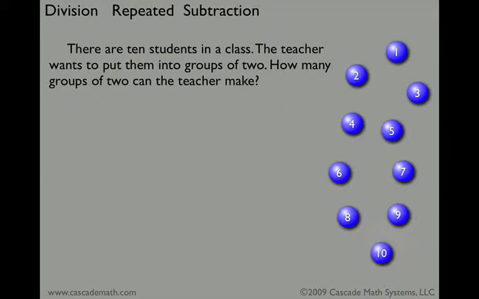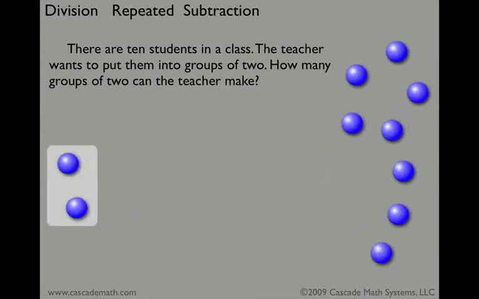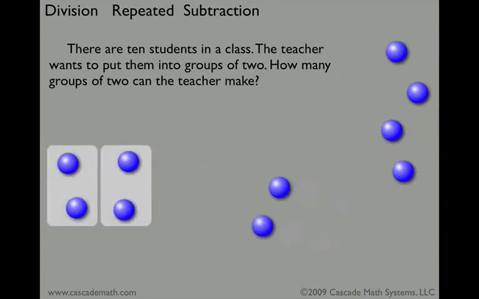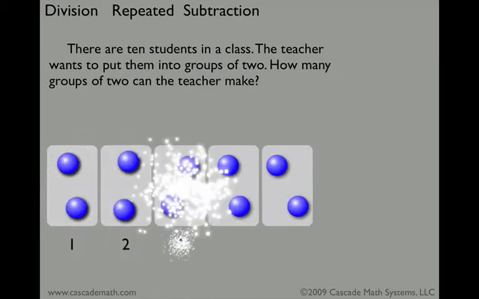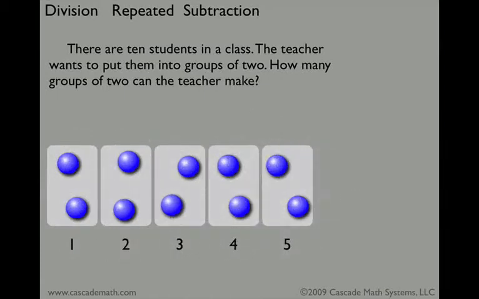The next thing I want to do is take the balls out 2 at a time. 2, 2, 2, 2, 2. Let's count how many groups of 2 we have. 1, 2, 3, 4, 5. If there are 10 students in a class and they are divided into groups of 2, there will be 5 groups. 10 divided by 2 equals 5.